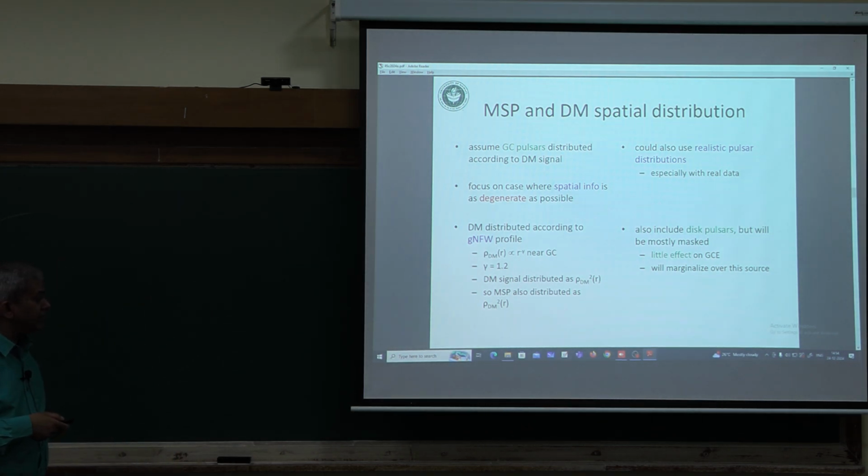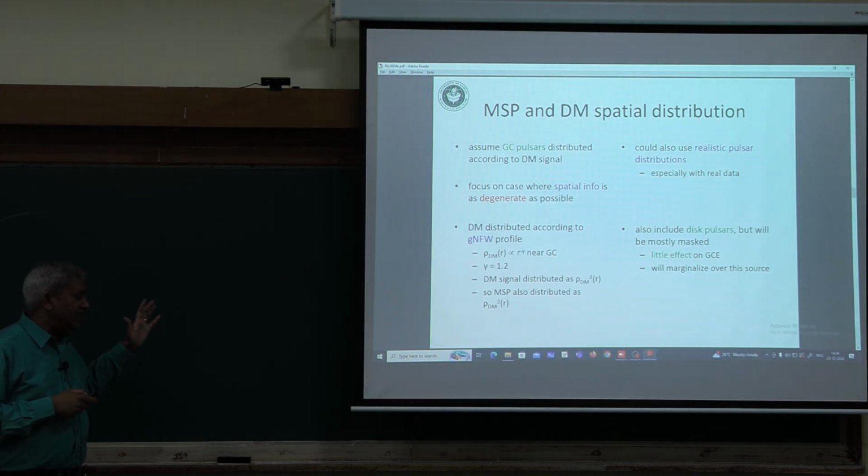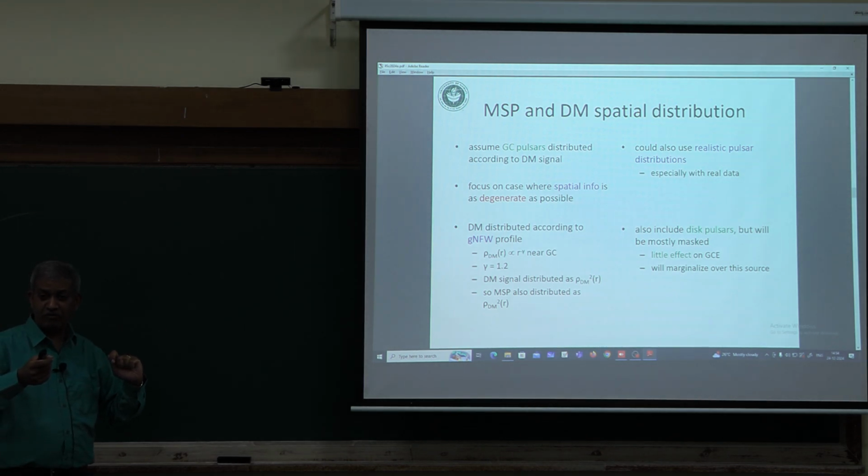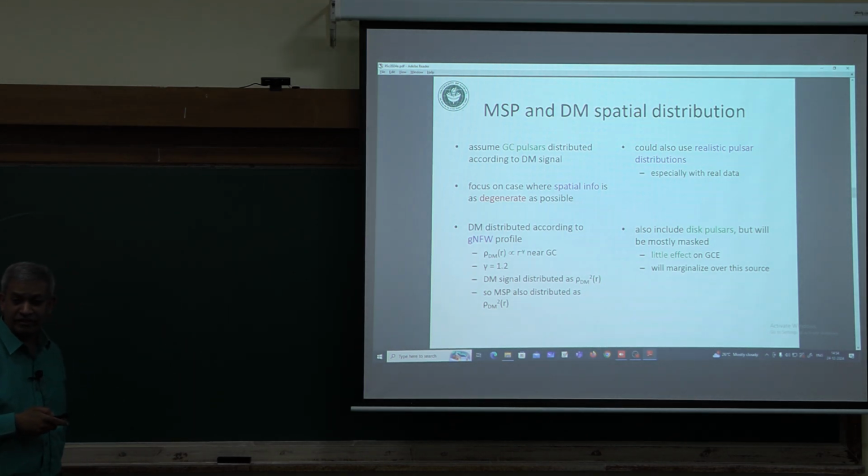Now, there are also going to be disk pulsars. But we're going to end up masking the galactic plane. So they're not going to contribute much to the galactic center excess once I've done the masking. And so they have little effect on the galactic center excess. The posteriors aren't really constrained, so we're just going to end up marginalizing over this source.